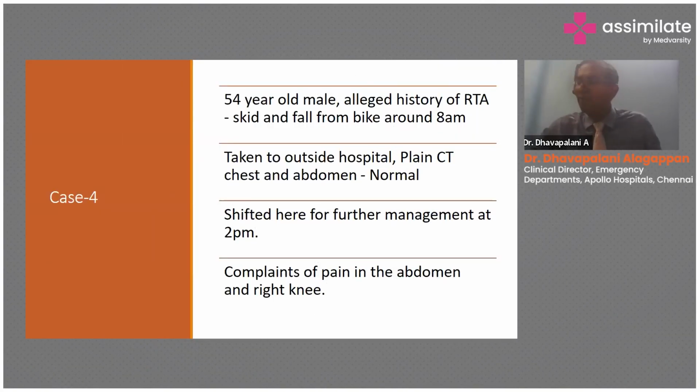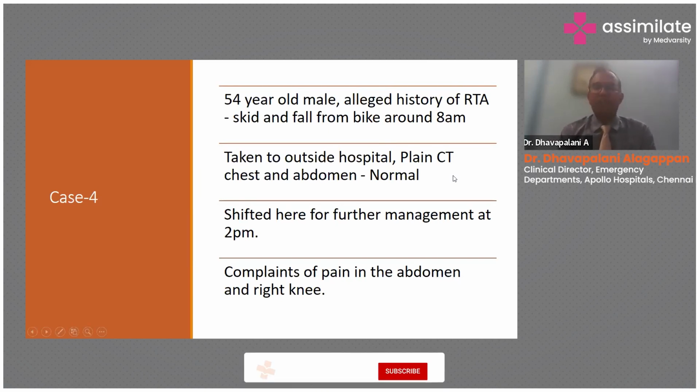So now moving on to the next patient. We had a 54-year-old male who had an alleged history of RTA, and he had skidded and fell from his bike. He was taken to an outside hospital. He had a plain CT of the chest and abdomen.